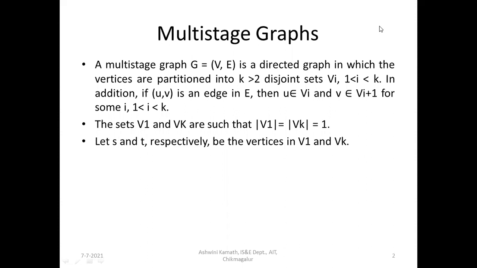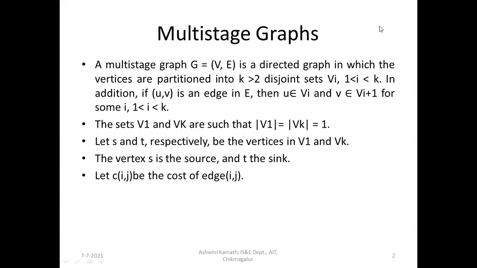Let S and T respectively be the vertices in V1 and Vk. S is usually called the source node and T is usually called the sink node. Only one vertex, S, will be in the first stage, and only one vertex, T, in the last stage. Let C(i, j) be the cost of edge (i, j).